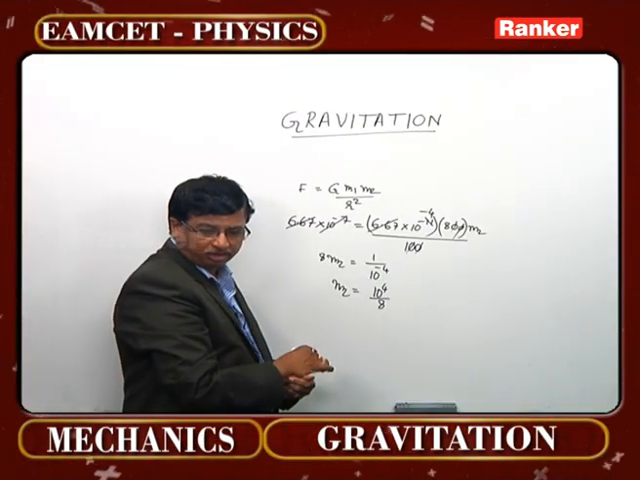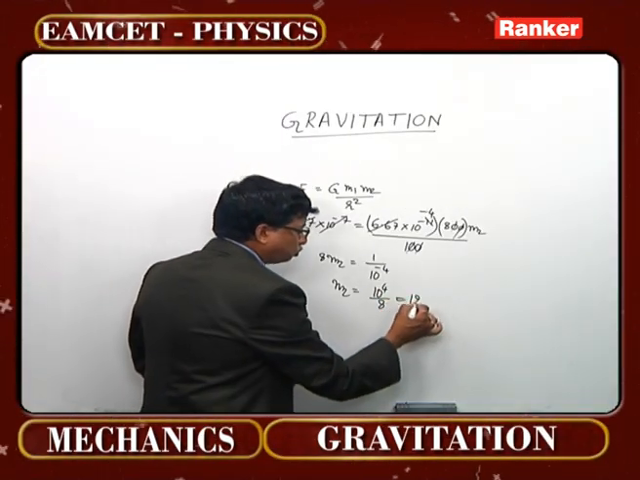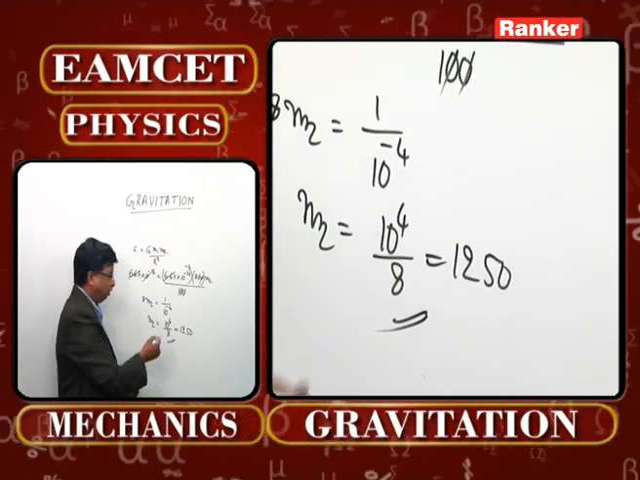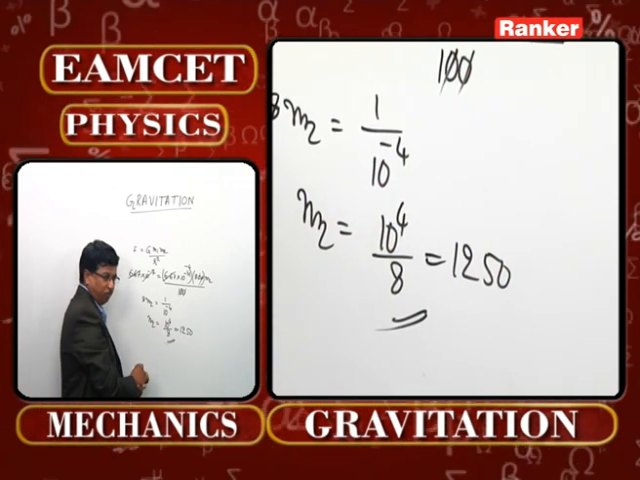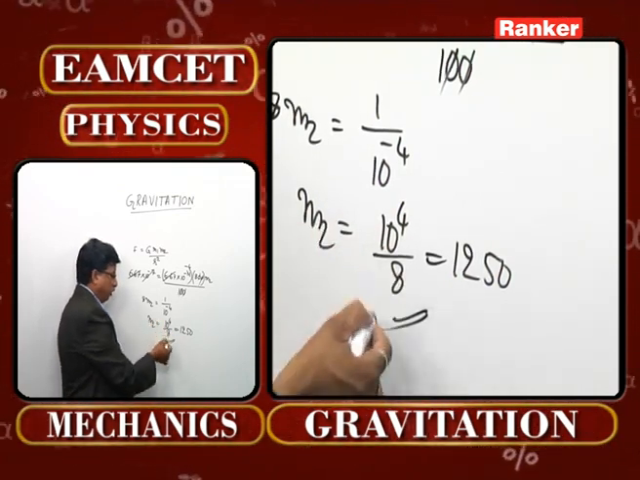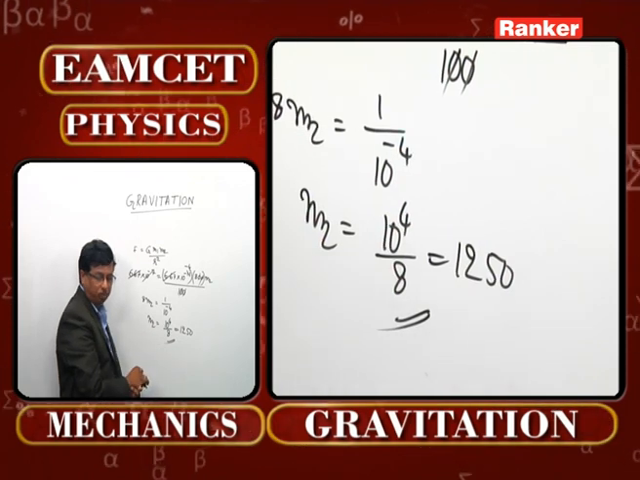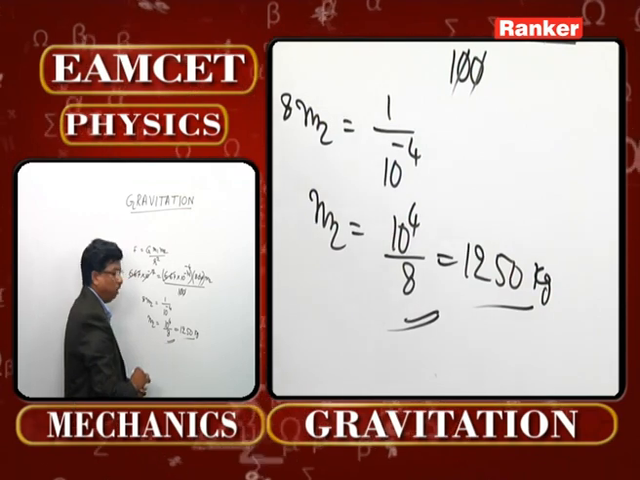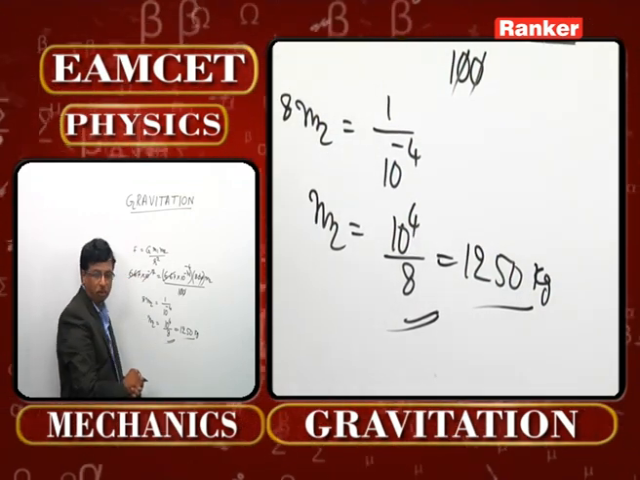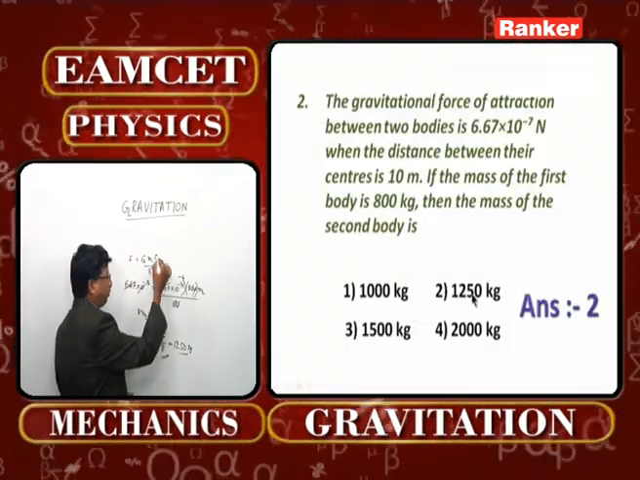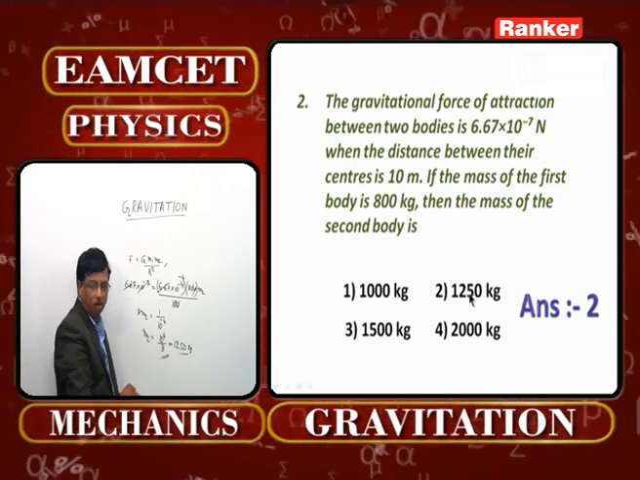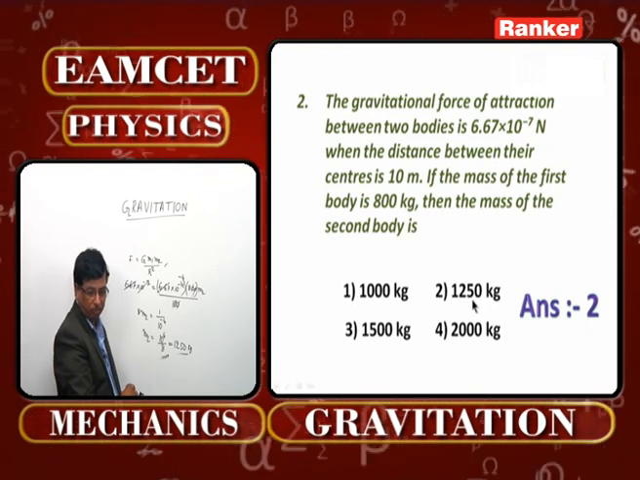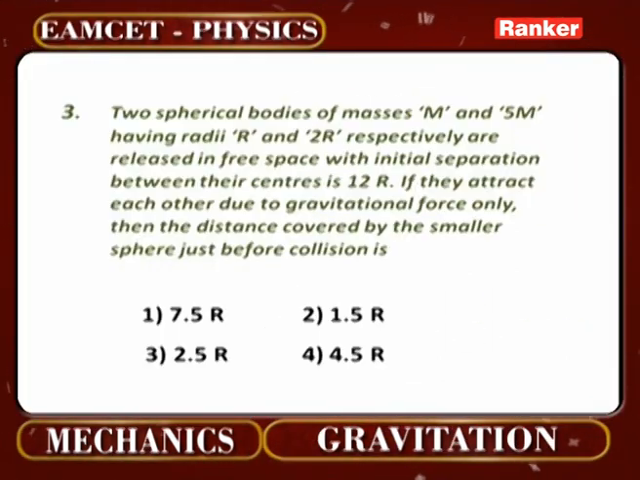You can directly understand what this value equals to, 1250. What you can think of, 10 power 4 can be written 100 into 100 by 8. This 8 and 4 get cancelled twice and there of course 25 times. So totally 1250 kg will now be the second mass he is talking about. So this is a direct application of Newton's law of gravitation as such. Now let us check the next number here please. Second option is the correct option for this obviously.